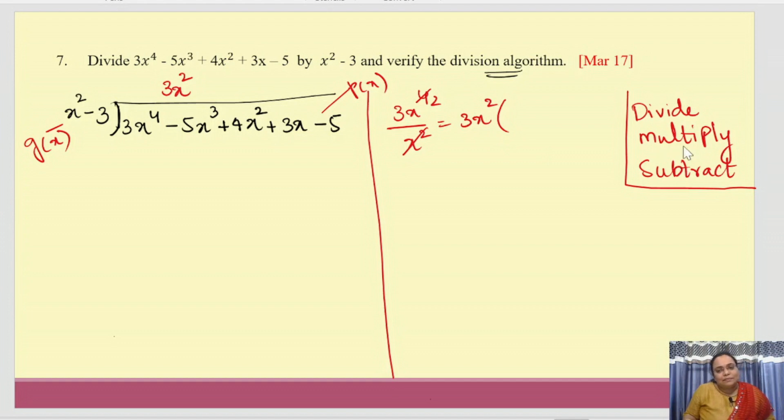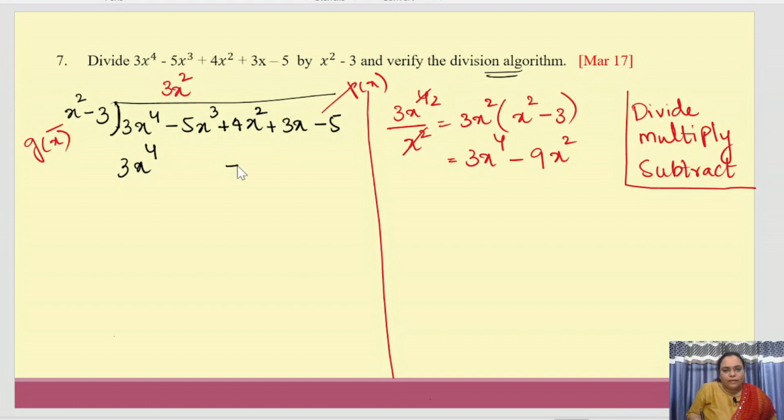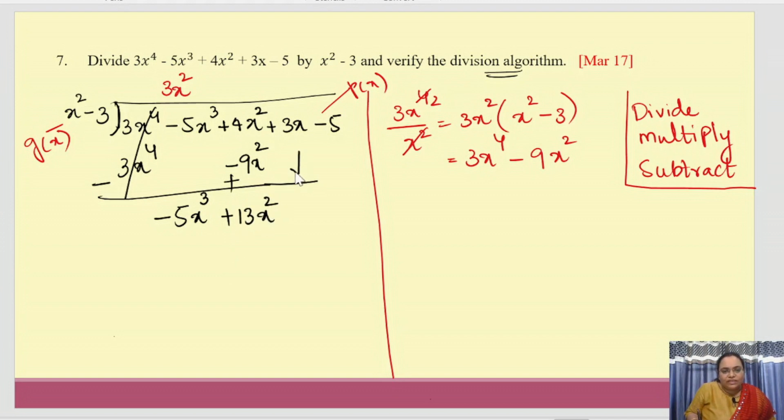Okay. Then the next step is multiply. You will multiply 3x square with g of x, which is x square minus 3. You will get 3x power 4 minus 9x square. You will write this one here. We do not have an x cube term, so we will just leave it blank, or you can take it as 0, no problem. The next step is subtract. So 3x power 4 minus 3x power 4 will get cancelled. Here you will have minus 5x cube plus 13x square. We will just take these two terms down, plus 3x minus 5.